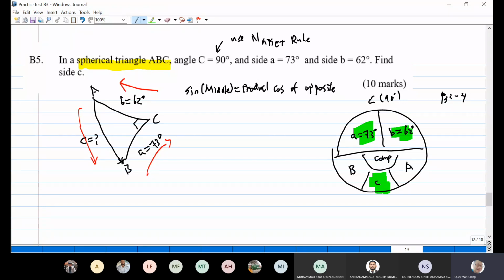This is for the product of cosine of opposite. Now, if you happen to use adjacent, the sine of the middle part again is the product of the tangent of the adjacent. These are the two formulas for Napier's rule.